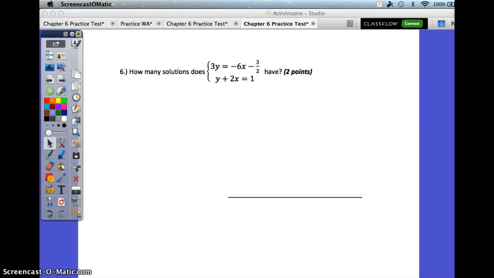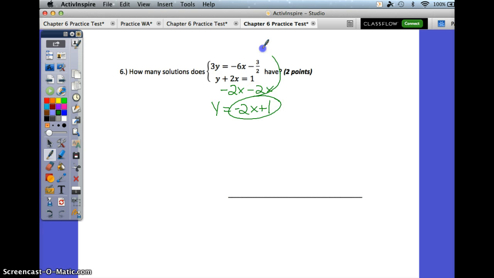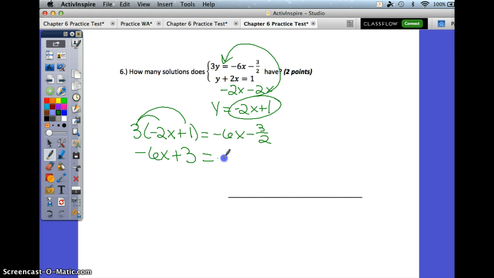For number 6, to find out how many solutions this system has, you need to solve both equations. So what I did is I did it by substitution, and I took my second equation, I subtracted 2x, and I got y equals negative 2x plus 1. Then I substituted that back into my first equation, and I got 3 times the quantity negative 2x plus 1 equals negative 6x minus 3 halves. So when you distribute your 3, you get negative 6x plus 3 equals negative 6x minus 3 halves.